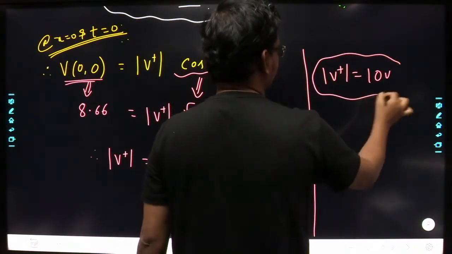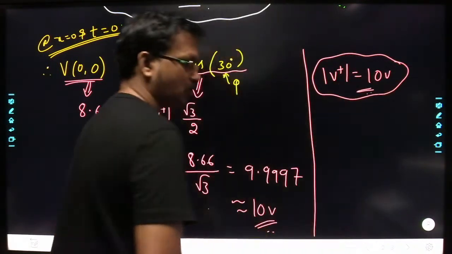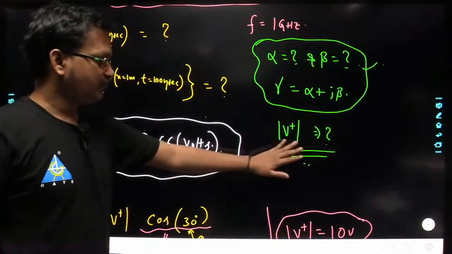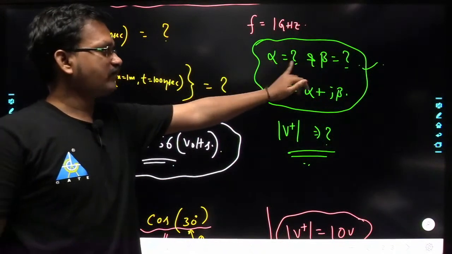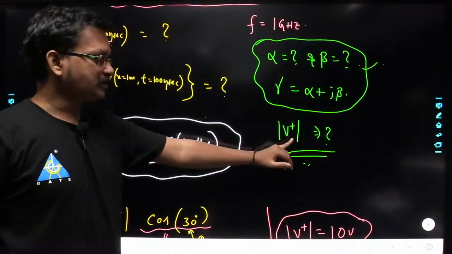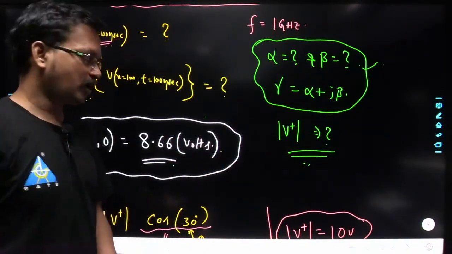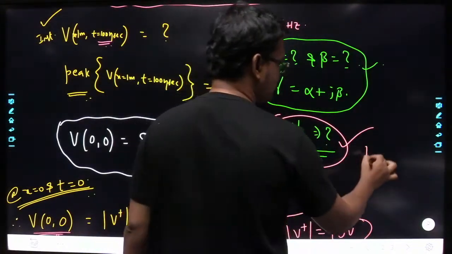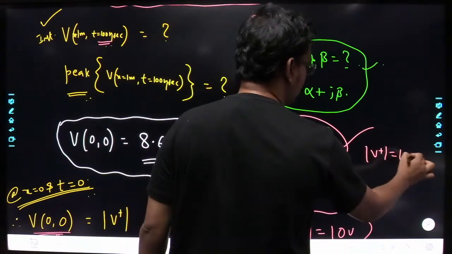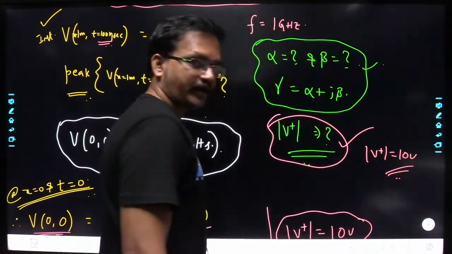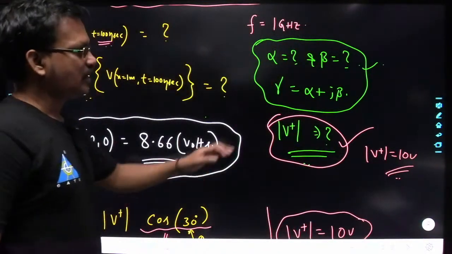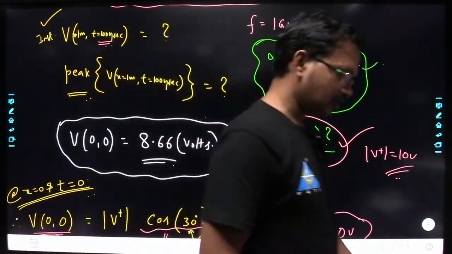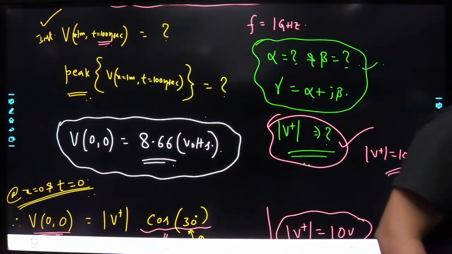Right? Okay. So what are the things that we have to determine? We have to determine V plus and we have to determine alpha value and beta value. So here we have determined V plus value, magnitude of V plus, as 10 volts. Next, you have to determine alpha and beta. So how can we determine alpha and beta here?